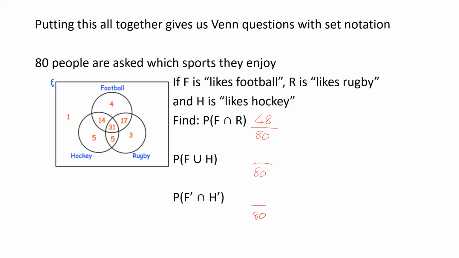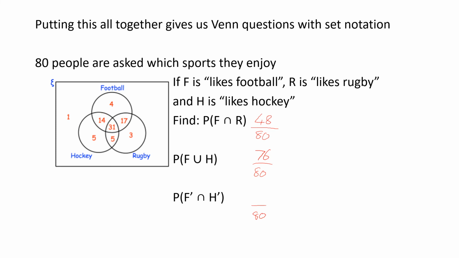Second question, F union H. So that's all the people that like football combined with all the people that like hockey. So we can count the 4 people here, 17, 31 and 14, because all of those are in the football circle, and also anyone who's in the hockey circle that we haven't counted yet. If we put all of those together, 28, 59, 76, well, quite a bit, 76 out of 80.